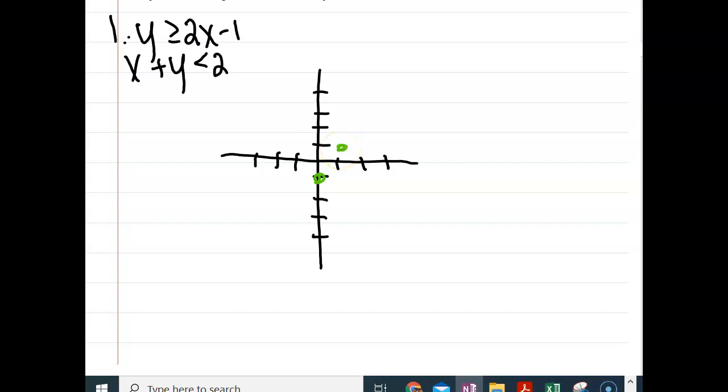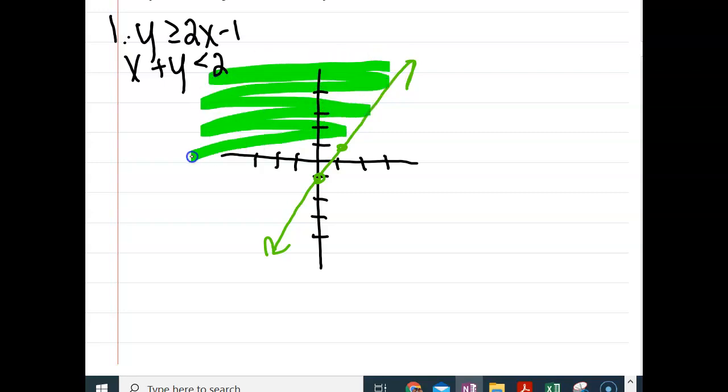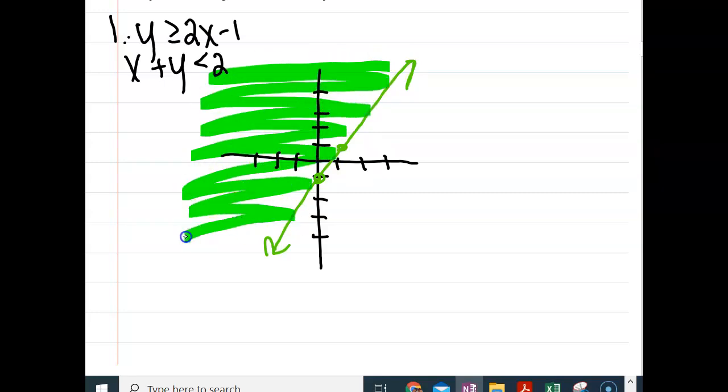Now before you connect it, look at your inequality. Solid or dotted line? Solid line. And then last thing, for this one, it's a greater than or equal to. So let's shade above or below? Above. Good. Now remember, on your homework, it's going to be a worksheet, so you'll just want to shade that entire half of that graph.